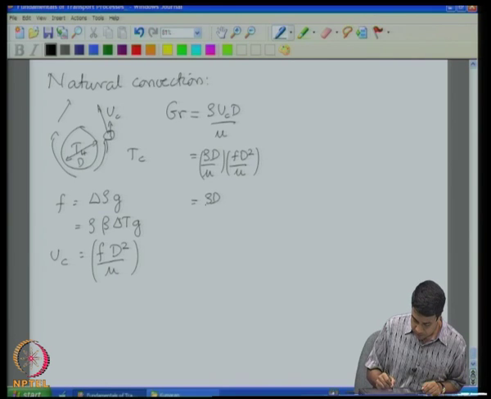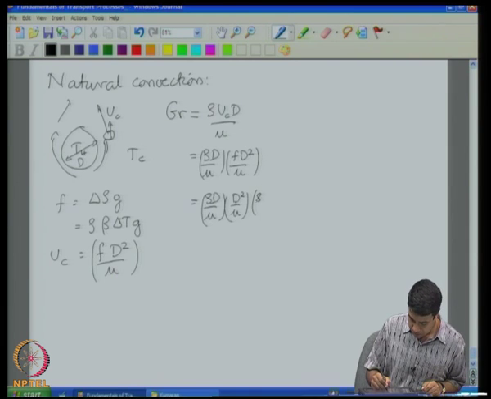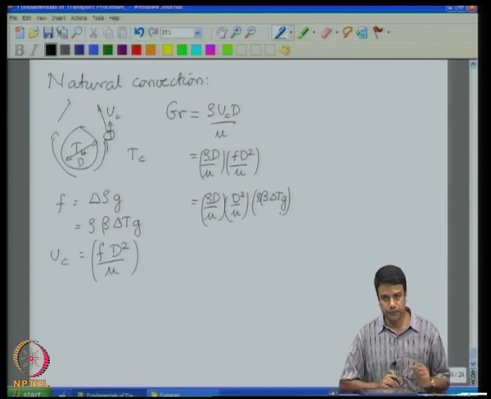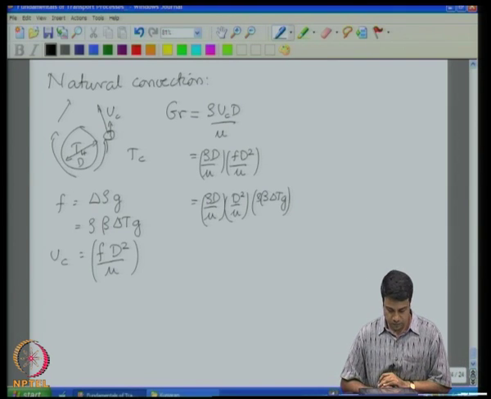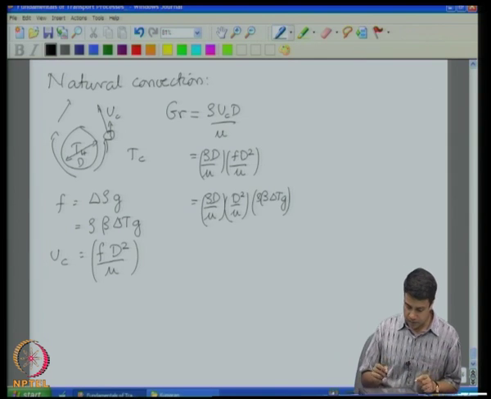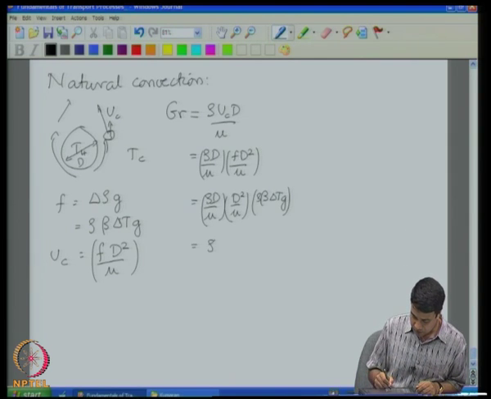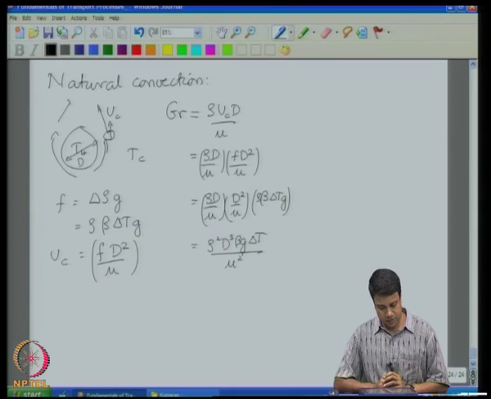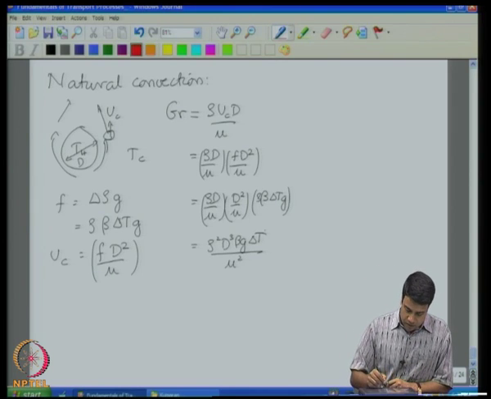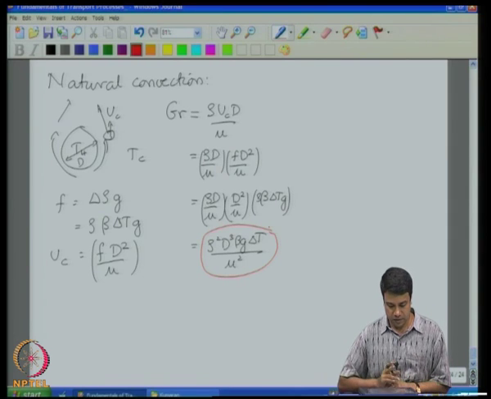which is rho d by mu into t square by mu into rho beta delta t times g. So, you assemble all terms together and you will get rho square t cubed beta g delta t by mu square. So, this is the Grashof number. It is a complicated number.